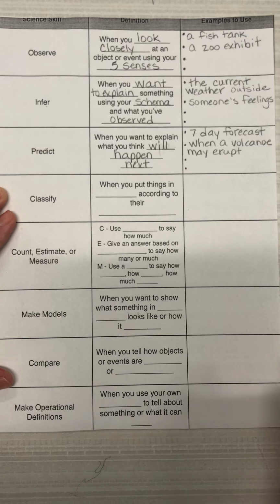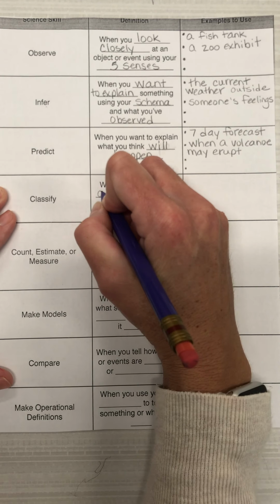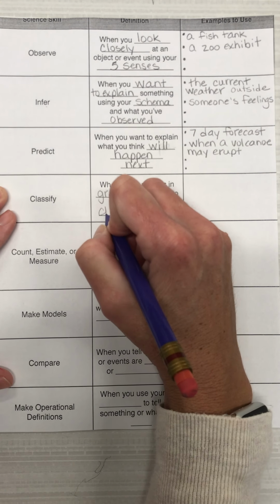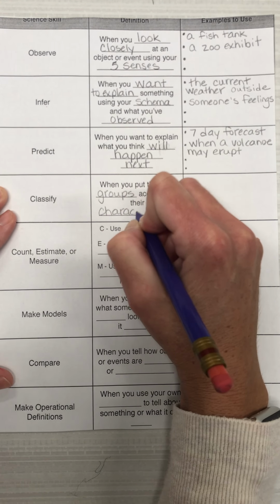Okay, scientists classify, and that means you put things into groups according to their characteristics. That's things that they look like or have in common.